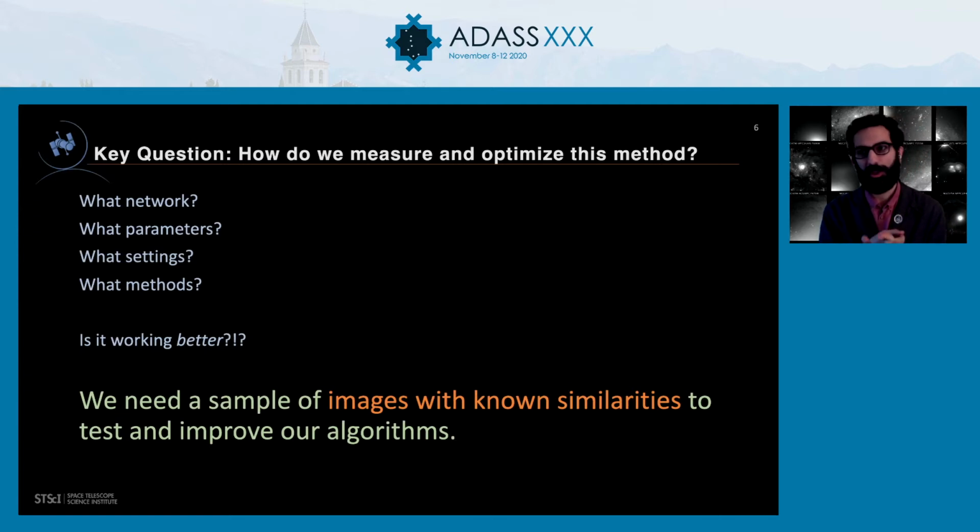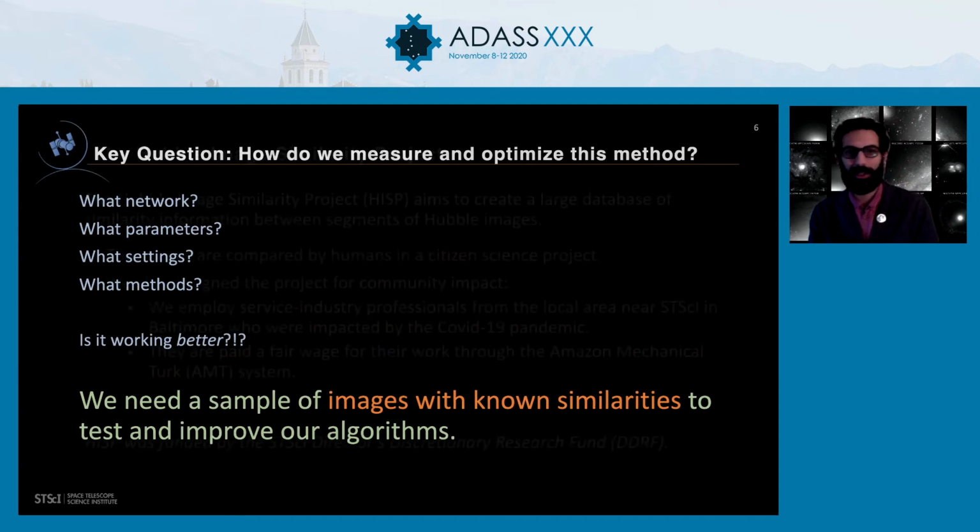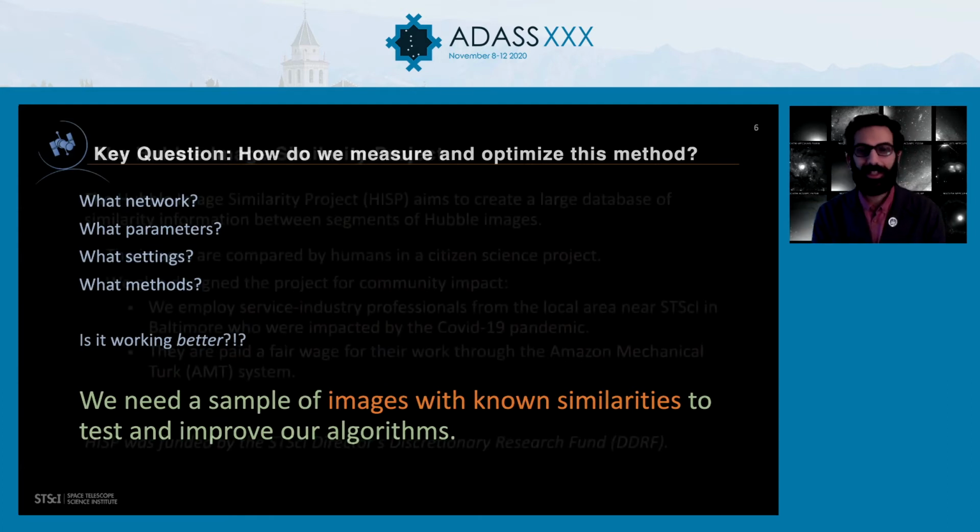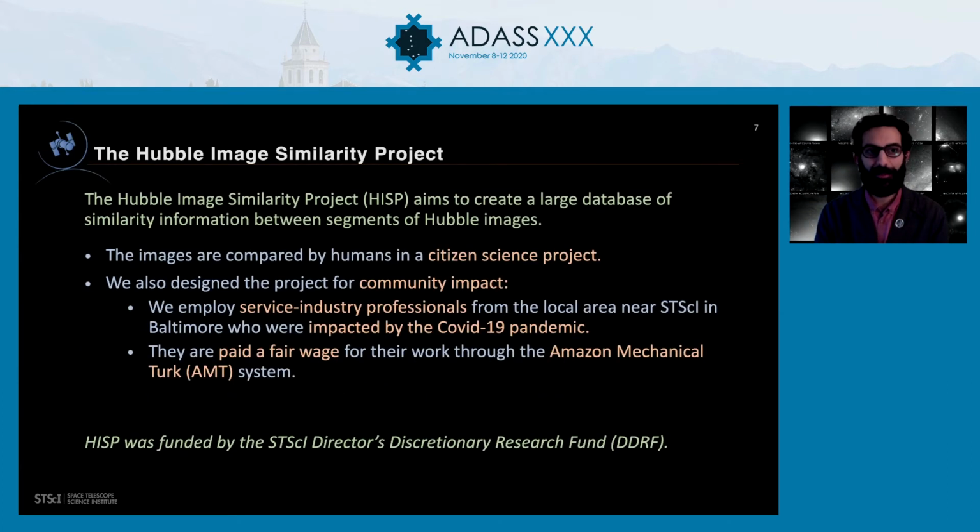Of the choices, what parameters should these networks be trained on? What settings? Maybe there's some totally different method that somebody proposes, and we don't know if it's better. We need to know how well this method works. So what we need is a sample of images with known similarities, so we can test and improve our algorithms. So that's where the Hubble Image Similarity Project comes in. The idea is to create a large database of similarity information between segments of Hubble images.